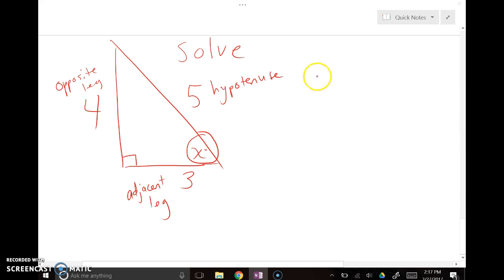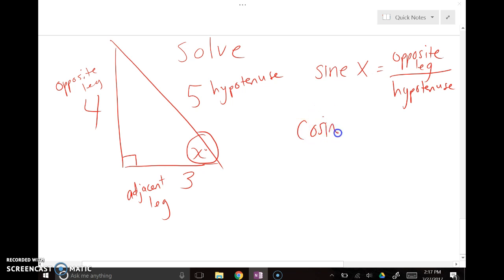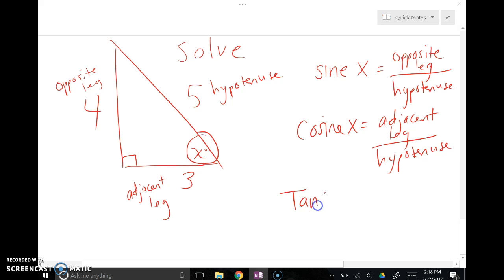So the ratio sine is going to be the sine of whatever angle we're focused on. So in this case, it's x. The sine of that x is the ratio of the opposite leg to the hypotenuse. The cosine of that angle that we're focused on uses the ratio of the adjacent leg and the hypotenuse. And then finally, the last remaining pair is the tangent ratio, and it compares the opposite leg to the adjacent leg.